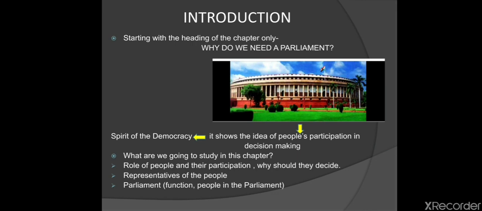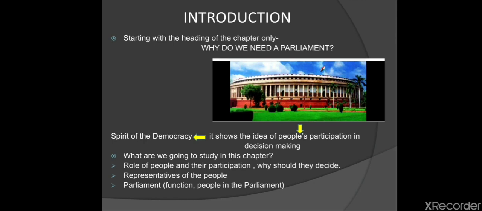People's participation doesn't mean that we are going and participating in the parliament, but we are sending our representatives to the parliament as members of the parliament, and they are participating on our behalf. That shows that parliament expresses the idea of people's participation. So if they are participating, they are elected by us, so that means we are participating ultimately in the decision making process, and that is the spirit of the democracy.